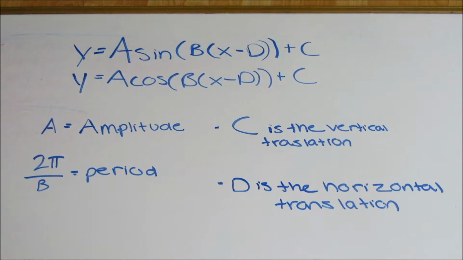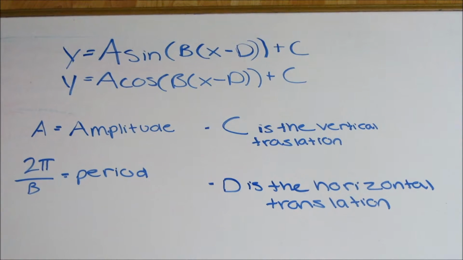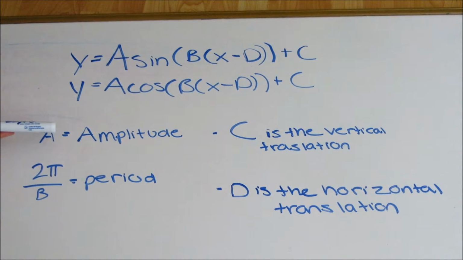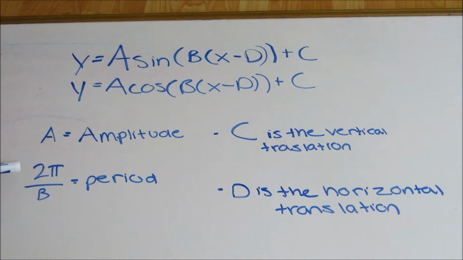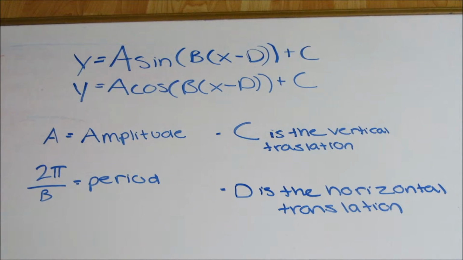So we start off with our two equations, sine and cosine. A is equal to the amplitude. Period is 2 pi over b. That's where you will find that.